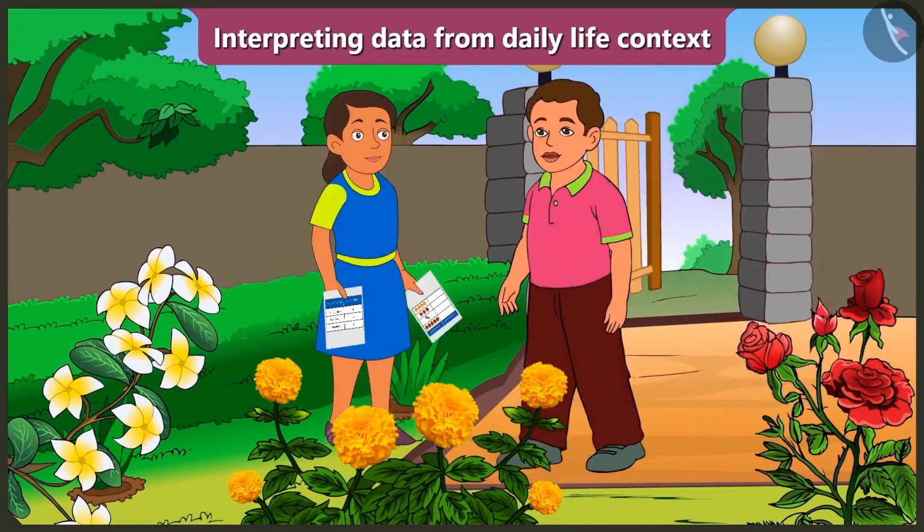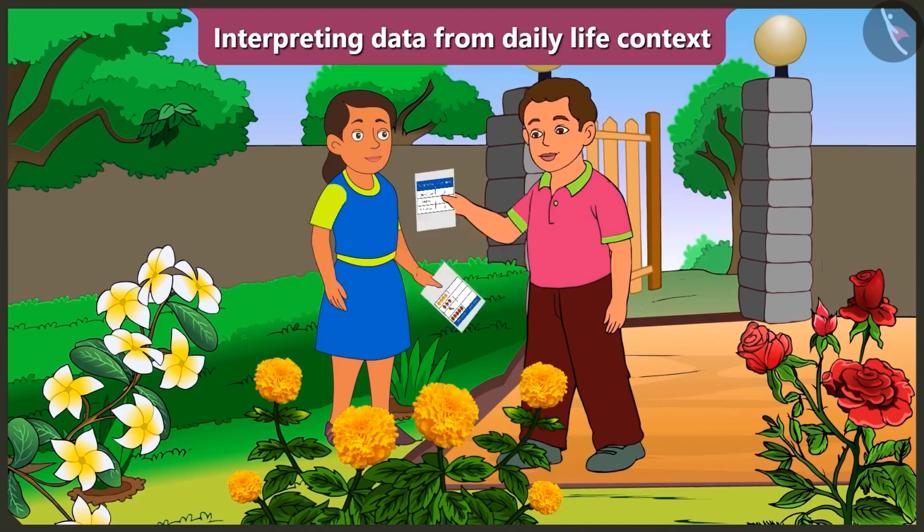Hey Bubbly, what are you doing in the garden? Bunty, Mummy has prepared this table and given it to me. There are different flowers in the garden. I am counting the blossomed flowers to find out which flowers have blossomed. Why? Data. I mean, to collect the data.